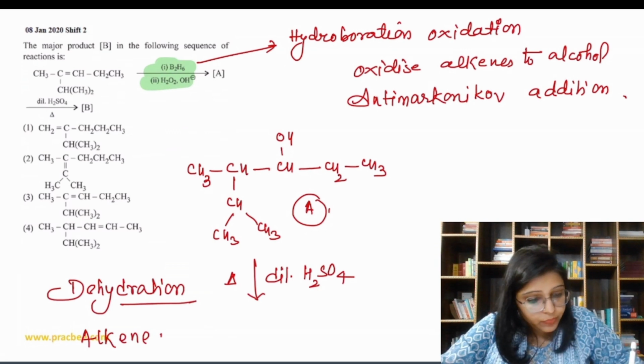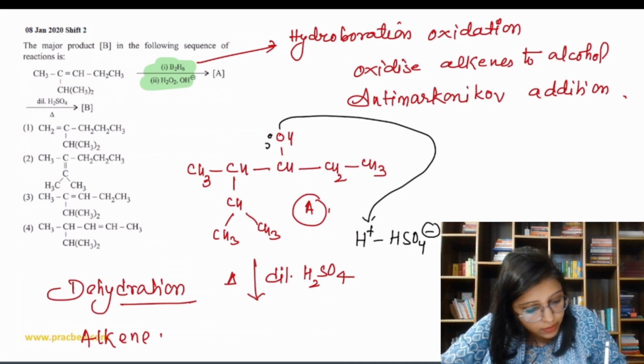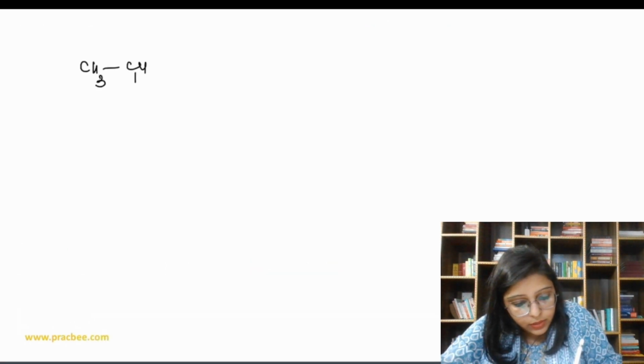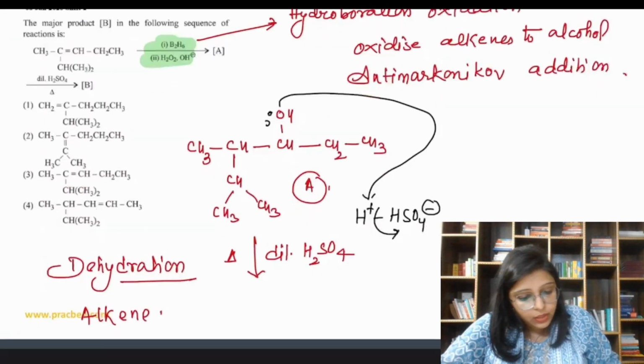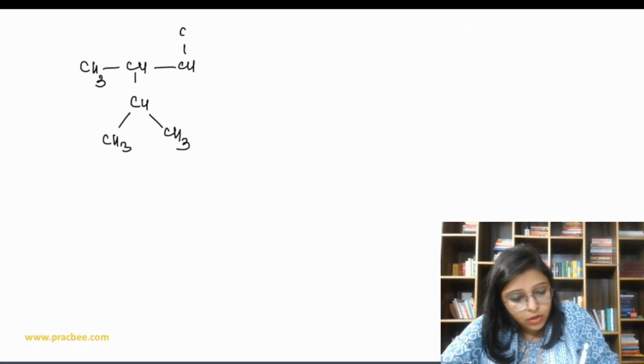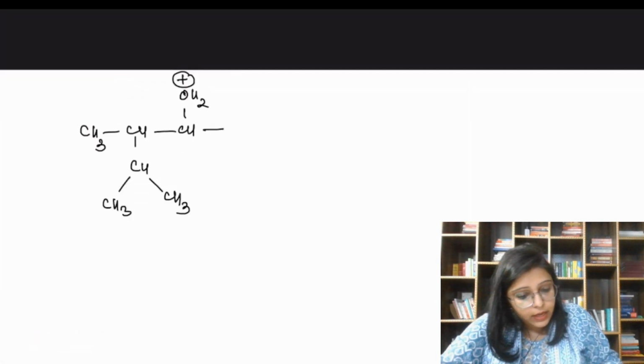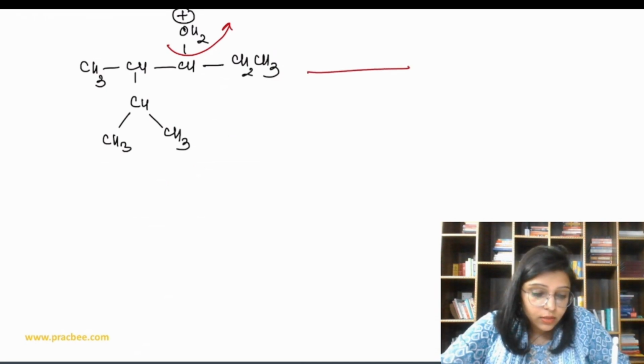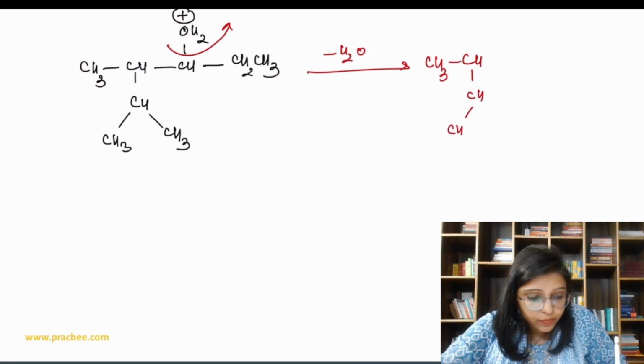So what is the first step? We have H plus and HSO4 minus. The oxygen lone pair attacks H plus and HSO4 leaves. So due to this we get CH3, CH, C, CH3, CH3, then CH, OH2 positive, and here CH2, CH3. Now water is a good leaving group, so water leaves, minus H2O. So we have the generation of a carbocation.